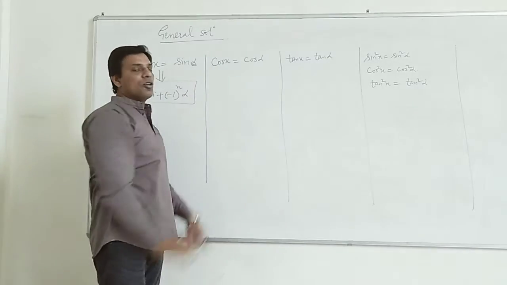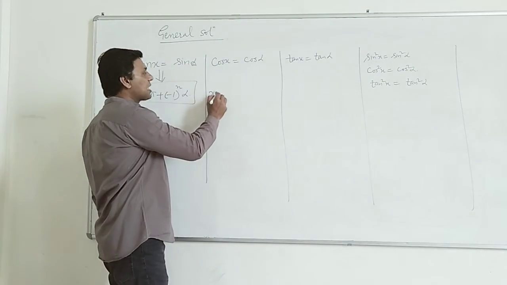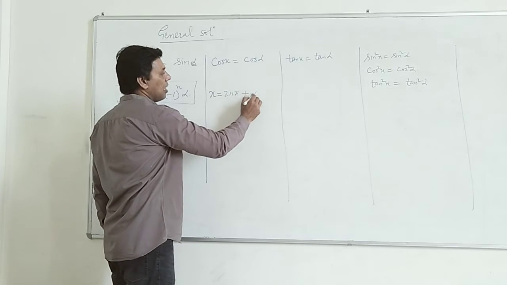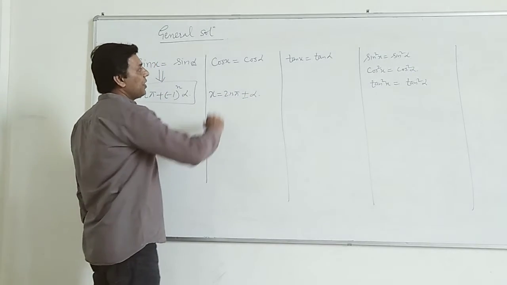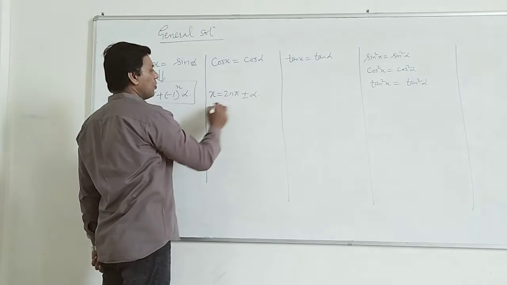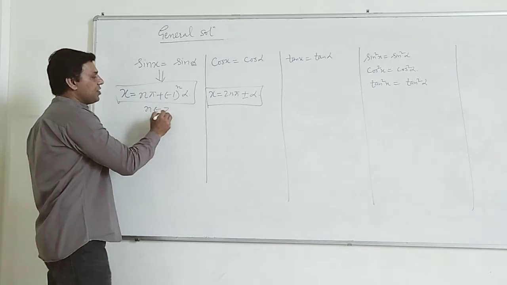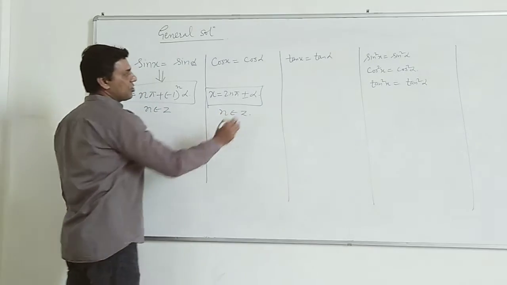Now if cos x is equal to cos alpha, then x will be 2n pi plus minus alpha, where alpha is this value. And obviously, n is an integer.